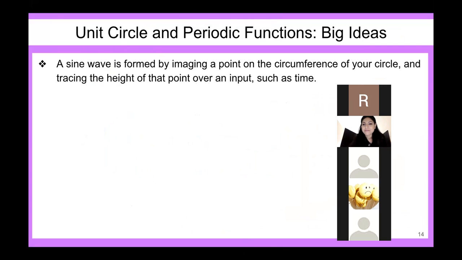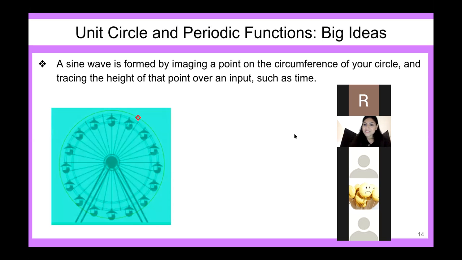So a sine wave is formed by imagining a point on the circumference of your circle. Circumference was coming up in some of the groups. What you're doing is tracing the height of that point over some input such as time, or over degrees or radians, whatever the input is.